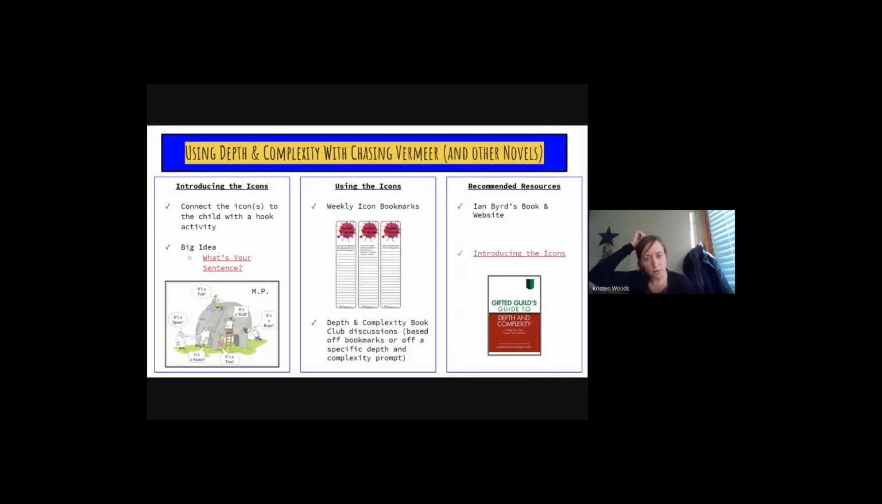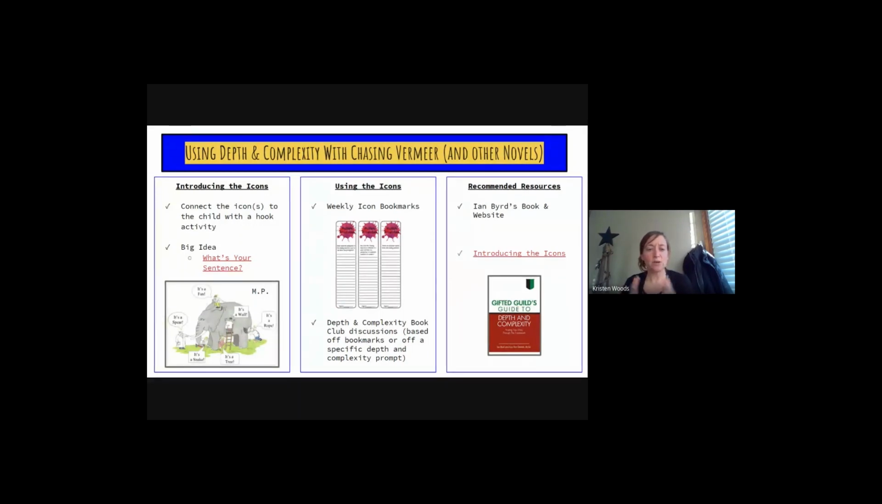In the bottom right-hand corner of that slide, you can see The Gifted Guild's Guide to Depth and Complexity. That book is written by Ian Byrd, and it's co-authored, but I can't remember the woman's name. That book is definitely an awesome resource that gives a lot of ideas of how to introduce the different icons.